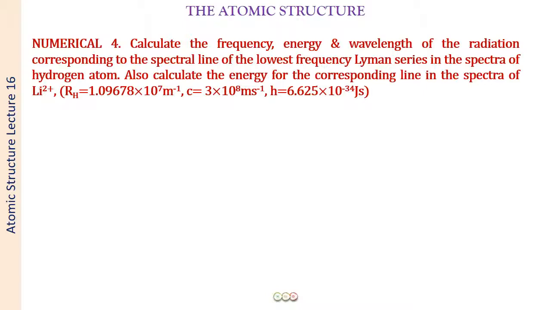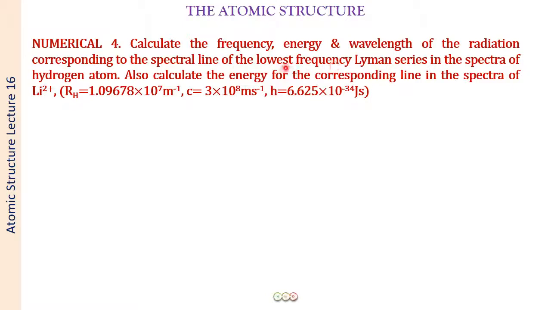The next question says calculate the frequency, energy, and wavelength of radiation corresponding to the spectral line of lowest frequency in the Lyman series in the spectra of hydrogen atom. Also calculate the energy for the corresponding line in the spectra of Li2+. Again, the important point over here is going to be lowest frequency, Lyman series. Lyman series n1 is 1. Lowest frequency, so this is going to be the first line of the series. So n2 is going to be 2.